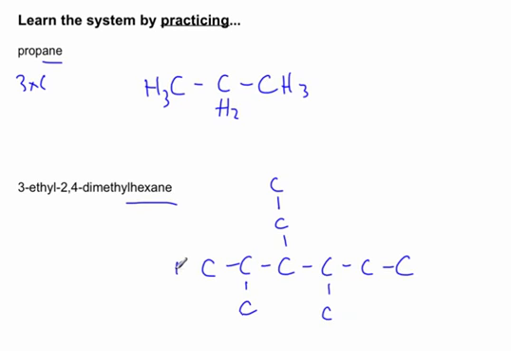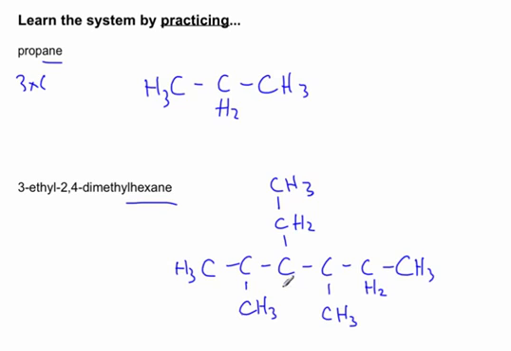Now you can draw in the hydrogens. H3, H3, H3, H3, H3. Any terminal carbon with a single bond to the next carbon is going to have 3 hydrogens. Interior carbons mostly have 2. It depends what's bonded here, though.